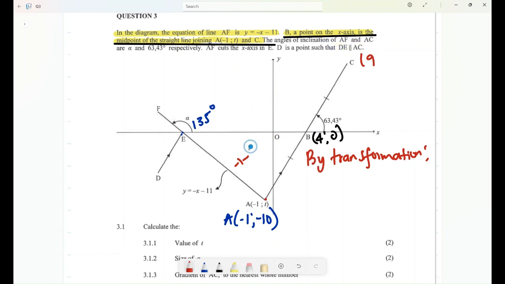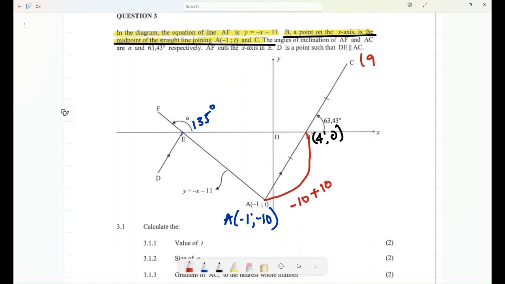Let's apply the very same thing on the y. It is -10 to 0. From -10 to 0, how many units? From -10 we added 10. So similarly, from the coordinate 0, we have to add 10. So the coordinate here is going to be 9 and 10. But how do you write that answer out? You're going to say by transformation.